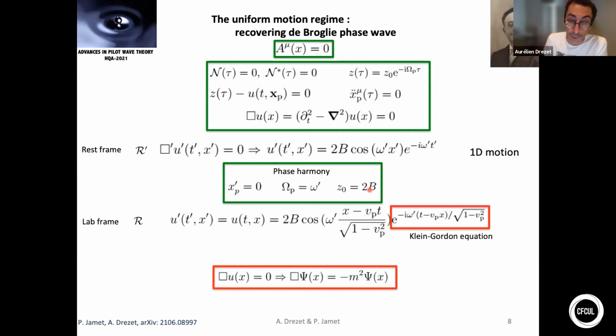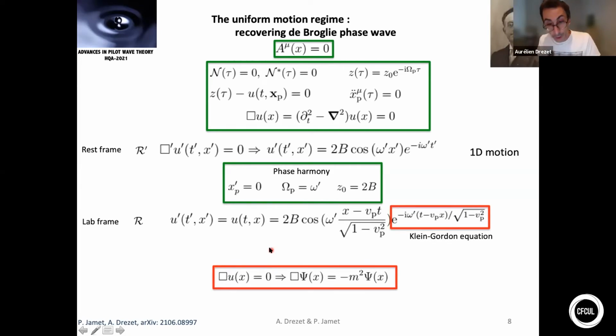Now if you go to the laboratory frame, you get something like that. The wave is a scalar, so it's invariant under the Lorentz transformation. Compared with this one, you get the amplitude times a phase. The amplitude is a group wave, which propagates at the velocity of the particle. The phase wave is reminiscent of the phase wave of de Broglie, and it is a solution of the Klein-Gordon equation. This is why it is called double solution: you start from a wave equation for the U field, here the D'Alembert equation, and you get at the end a wave equation for the phase term, the phasor, which is the Klein-Gordon equation. So you have two waves.